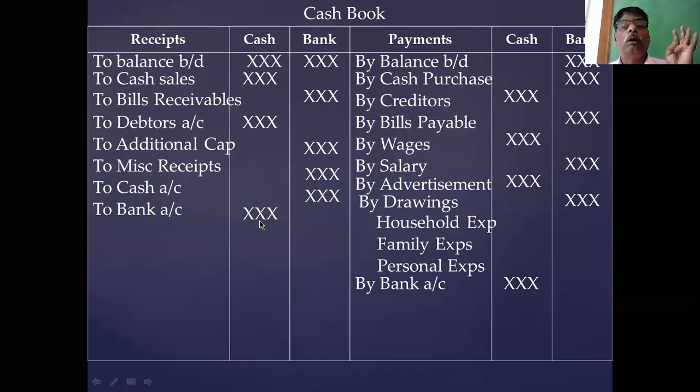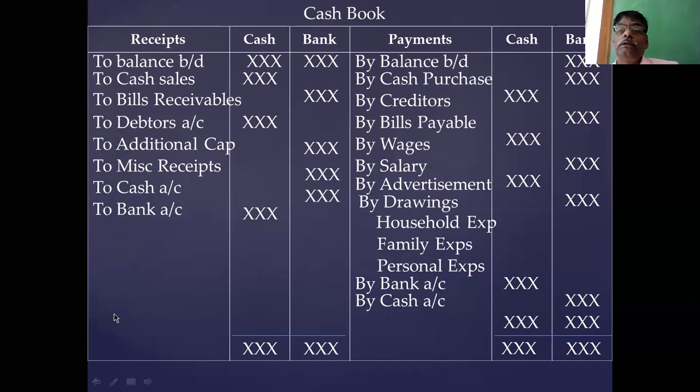Three points: opposite side, opposite column, opposite name. Here it is in the cash column, here it is in the bank column. Then opposite name: here is bank, here is cash. The first example is related to cash deposited in bank. The second example is related to cash withdrawn from bank for office use. How to make the contra entry? I explained. Go through the video once again and you will know how to make contra entries. And after this, you close the account, take the total.